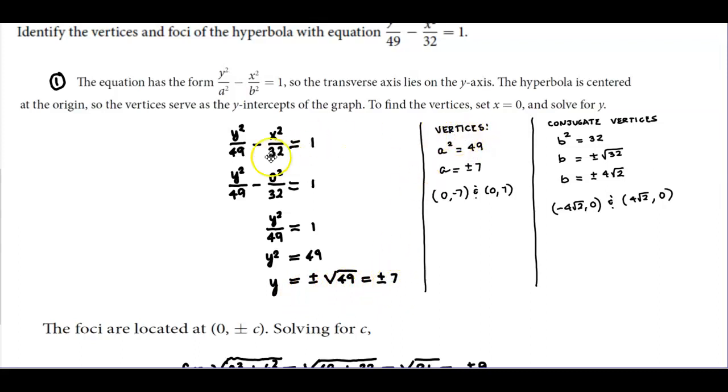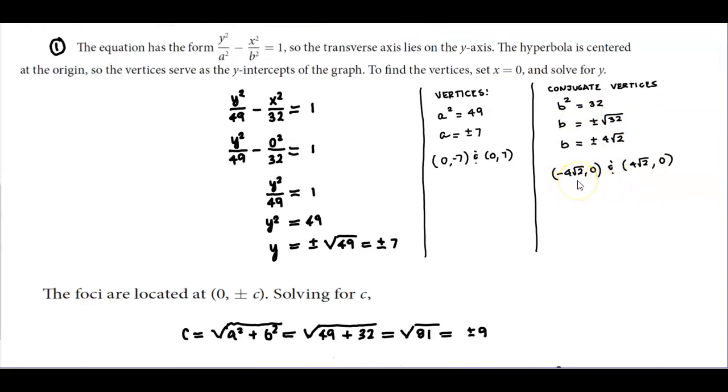Or you could automatically determine that the value of a squared is 49. So if we take the square root of both sides, we have a equal to plus or minus 7. So therefore, we have (0, negative 7) and (0, 7). We can also find the conjugate vertices by looking at b squared and setting that equal to 32. Well, b is going to equal plus or minus the square root of 32, and therefore b is going to equal plus or minus 4 times the square root of 2. So we have (negative 4 times the square root of 2, 0) and (4 times the square root of 2, 0). So now we know what those are.